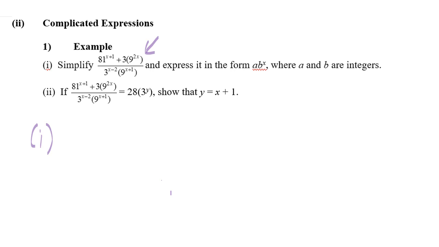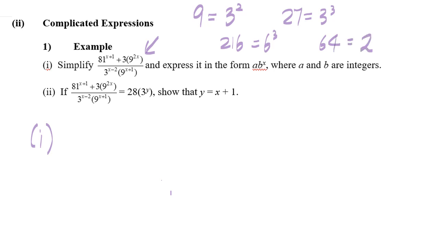What do I mean? For example, 9, we will try to write it as 3 squared. So 27 will be 3 cubed. For example, 216, we can write it as 6 cubed. Or this number, let's say 64, we try to write it as 2 to the power of 6. This is what I mean by expressing it as the smallest possible base.